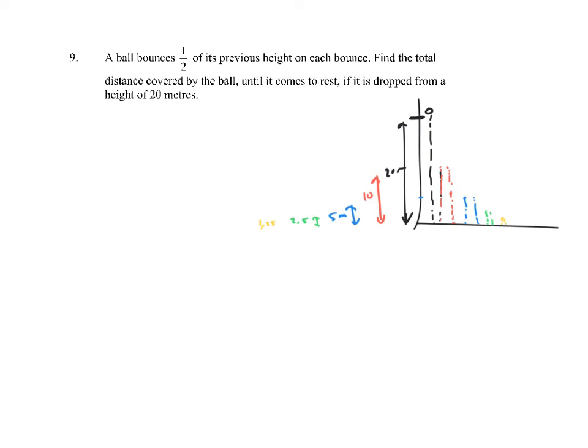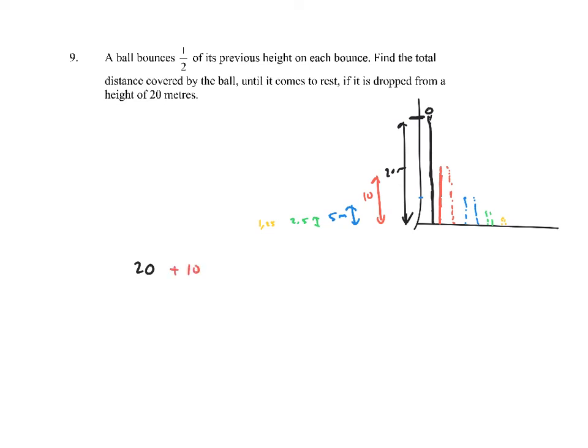Find the total distance covered by the ball until it comes to rest if it is dropped from a height of 20 meters. So what do we have? What's the height of the first bounce? The distance covered by the first fall is therefore going to be that 20 meters, right? It's going to fall 20 meters to the floor, and then it bounces. So then it goes up. What's the next one? It goes up half that distance.